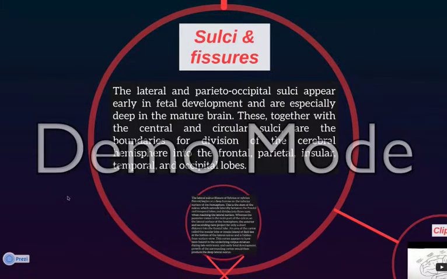Sulci and fissures. The lateral and parieto-occipital sulci appear early in fetal development and are especially deep in the mature brain. These, together with the central and circular sulci, are the boundaries for division of the cerebral hemisphere into the frontal, parietal, insular, temporal, and occipital lobes.